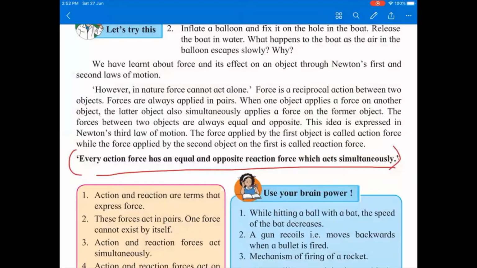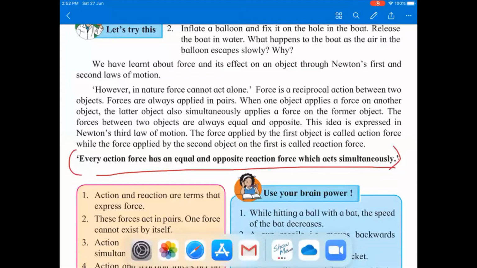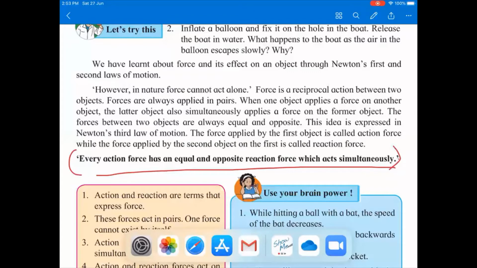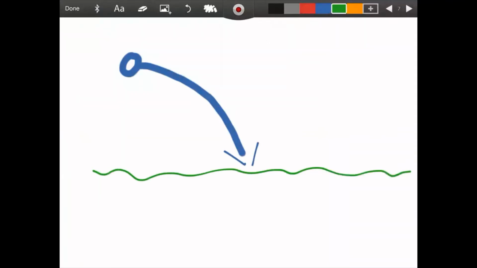Now, to understand this, there are many, many examples. We can understand this third law of motion by using examples. A simple example is when cricketers play cricket, and there is a bowler who wants to bowl a bouncer. So what he does, he pitches the ball very hard into the ground. You have the surface, and he pitches it very hard into the ground. You have the cricket ball, red colored cherry, we call it.